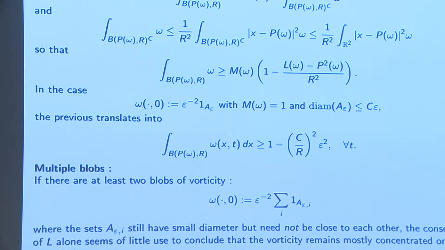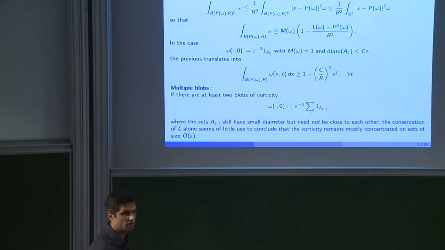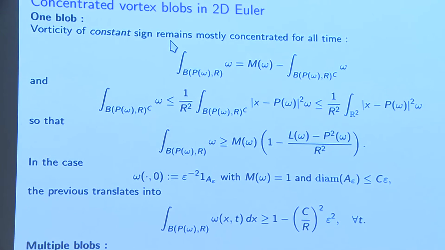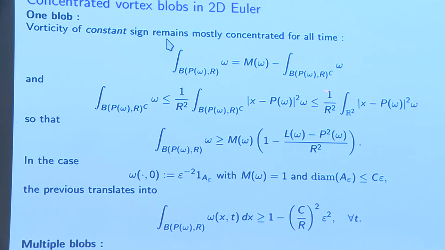One of the consequences of these conserved quantities, among the many consequences, is the fact that when you have a positive vorticity at initial time, then it remains somehow concentrated for all time. So if it has compact support, say at time equal zero, then most of its mass will stay in a bounded region for all time, because that depends only on conserved quantities, and it is a very easy way to see it. But of course it requires that the vorticity is of constant sign, otherwise it doesn't work. So I split the mass as a part which is in a ball around the center of mass of omega and the complement. Now for the part on the complement, since x is at distance at least r from the center, you can minimize one by this, and there you see one of the conserved quantities appear, the angular momentum.